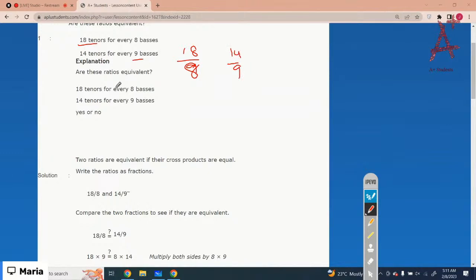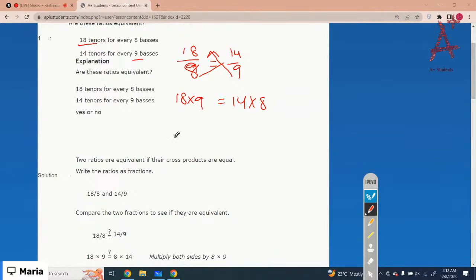So basically you have to see if they are equivalent. Got it? Just equate them, like 18 over 8 equals 14 over 9. Now just cross multiply this denominator to this numerator. You do 18 times 9 and 14 times 8. Got it? Let's see if they both have the same value.